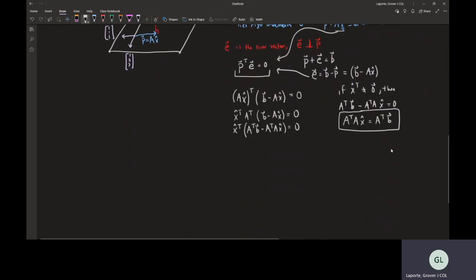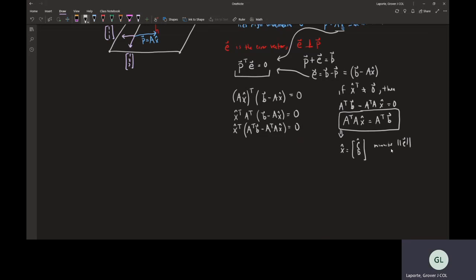So I'm going to use this equation here to find X hat. Now remember what X hat is. X hat is the best C and D, right? We can call it C hat, D hat if you want to, but it's the best C and D that minimize the length of our error vector.